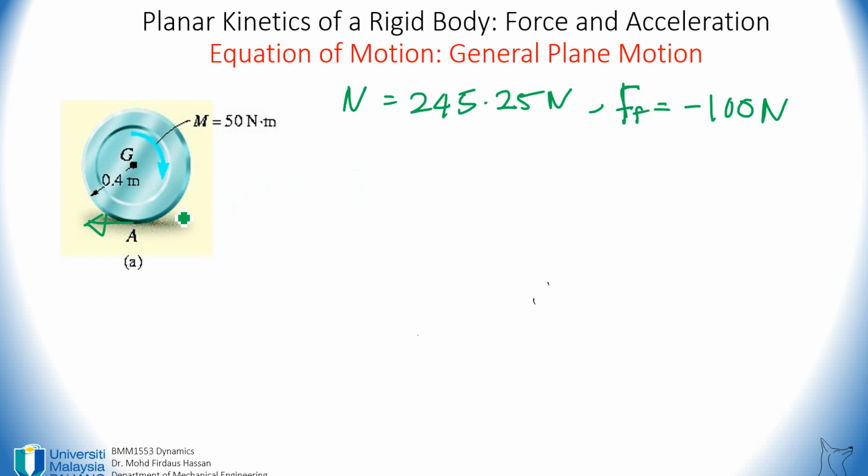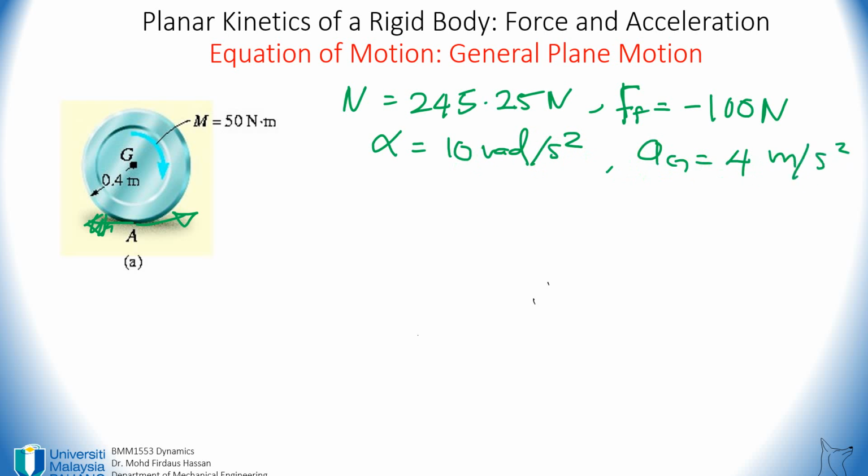And since you got the answer minus 100 Newton, you can change it. It's supposed to be to the right to get the positive value. To get the positive value, you change the direction to the right. It doesn't matter. And then alpha is equal to 10 radian per second square, and then of course ag is 4 meter per second square.